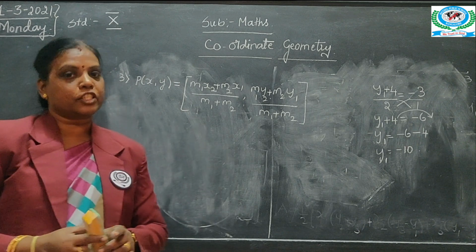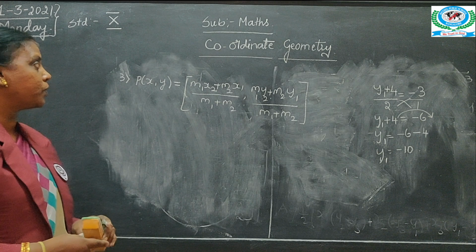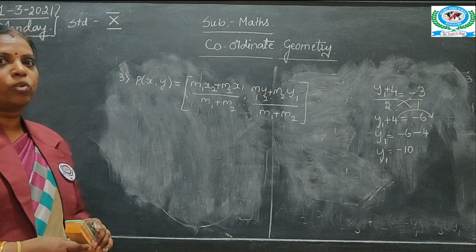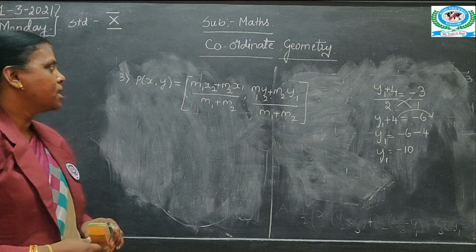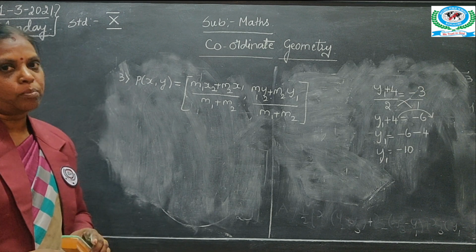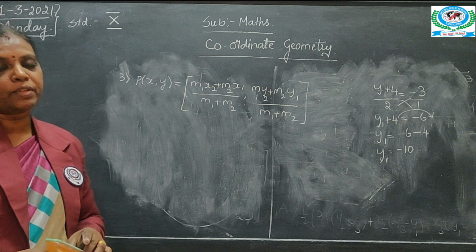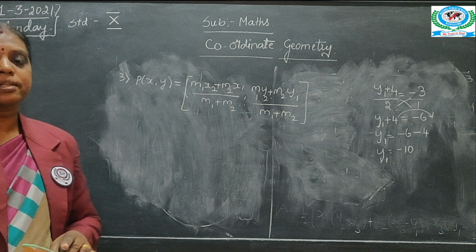Okay, so this is the section formula. P of x comma y is equal to m1 into x2 plus m2 into x1 divided by m1 plus m2, comma, m1 into y2 plus m2 into y1 divided by m1 plus m2. This is the section formula. So we will see one example based on this section formula.